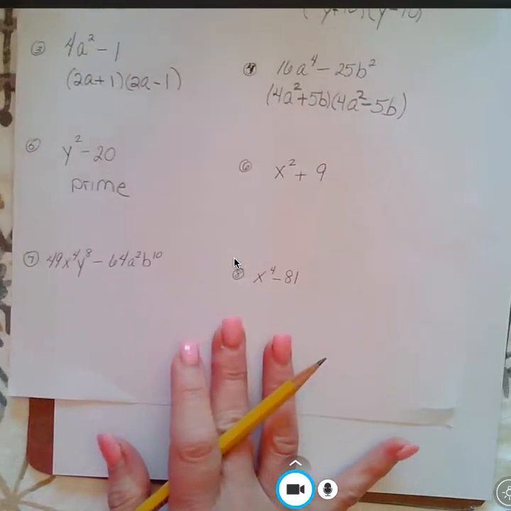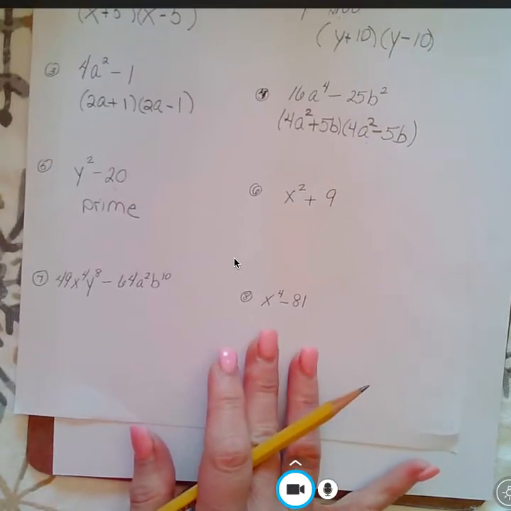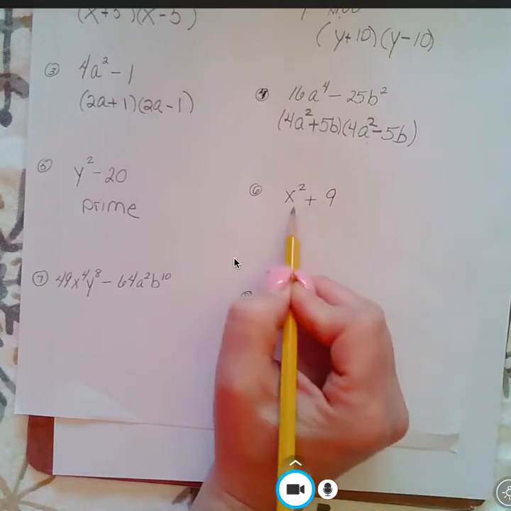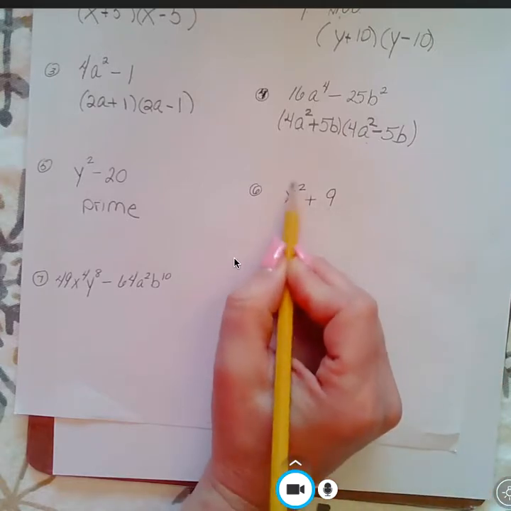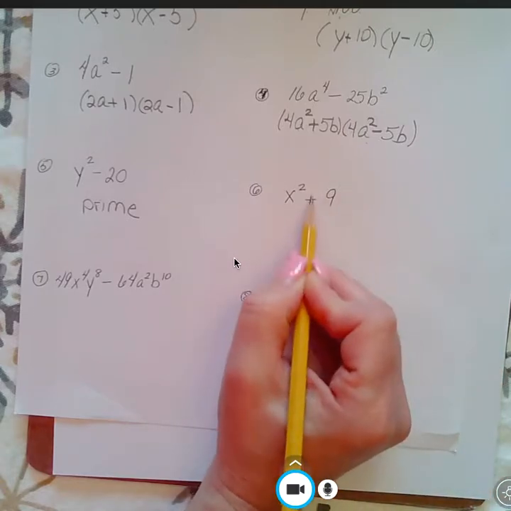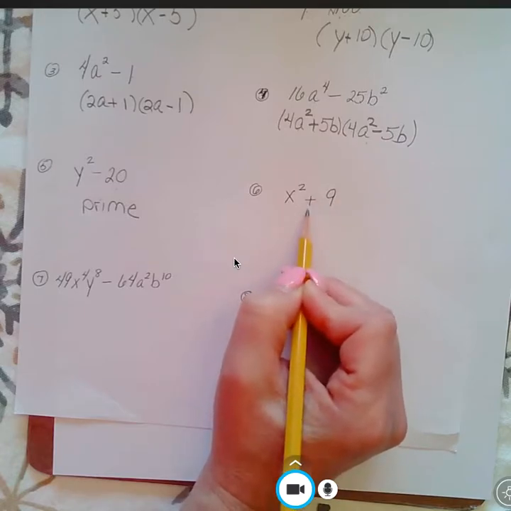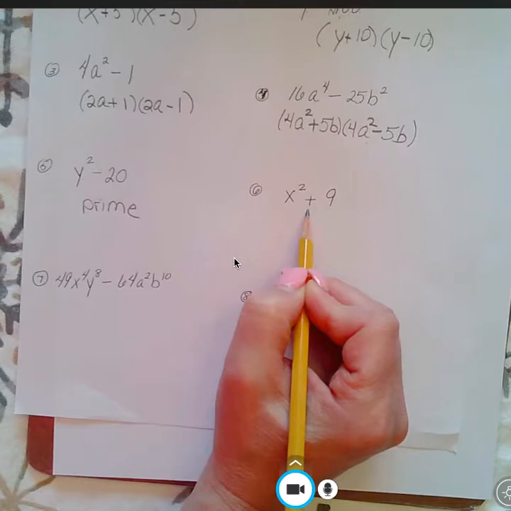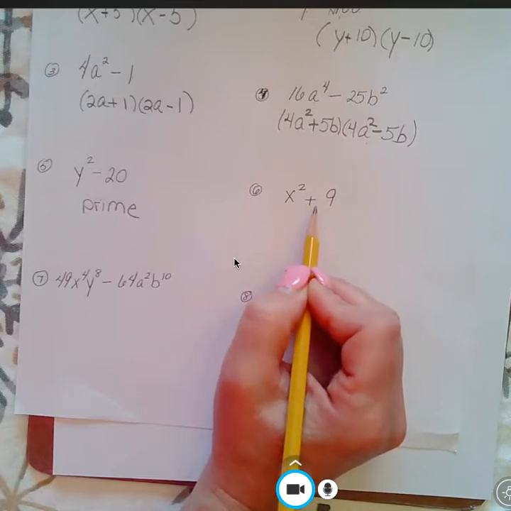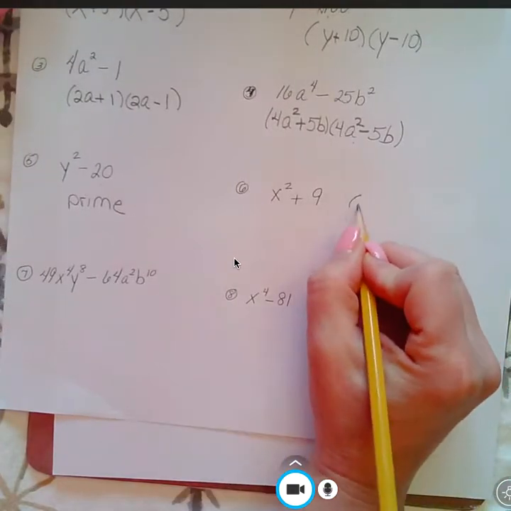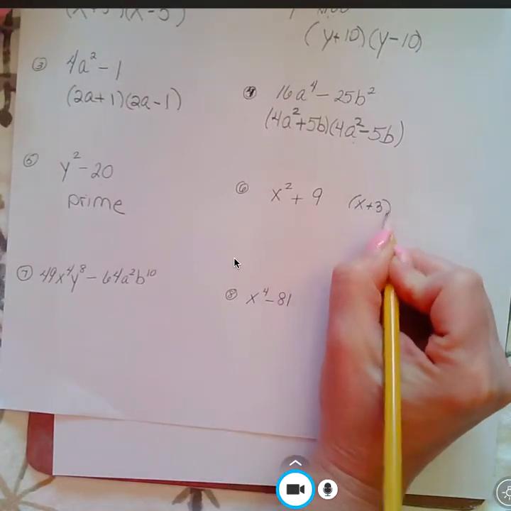Number 6 over here, let's check this one out. So here we have x squared plus 9, okay? Two terms, check. Square and square. The problem here is that we have a plus sign, not a minus sign. So this one we can't factor. So I know what you're thinking. You're thinking, well, why not just go with x plus 3 and x plus 3?